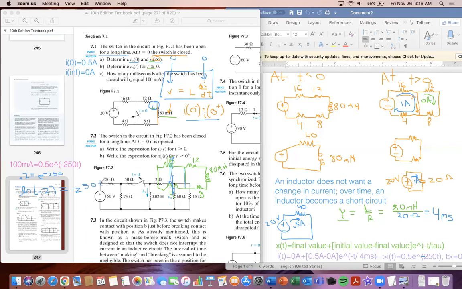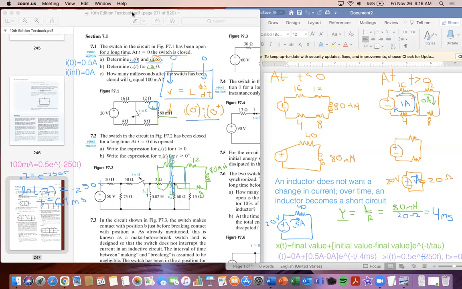And therefore, when I divide by negative 250, so natural log of negative 0.2 divided by negative 250, what I got for my time was 6.4 milliseconds. And that was what I got for part C. So I got T is equal to 6.4 milliseconds.